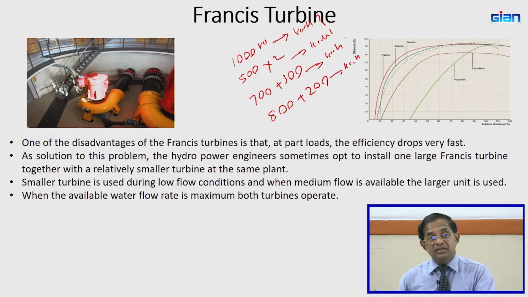And then you have to consider the cost also, because if you have one machine, you have only one control system, one synchronizing breaker, and the powerhouse will be smaller. But when you have two machines, a little more space is required and two control systems are required. So, some additional cost will be there.